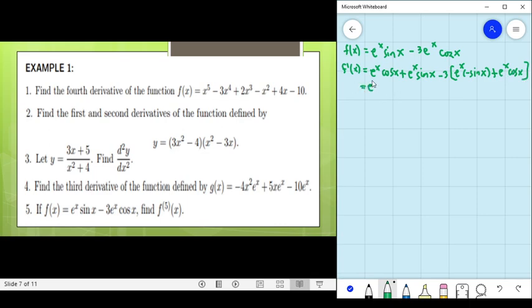Okay, so we have e to the x cosine x plus e to the x sine x. Then distribute, we have positive 3 e to the x sine x, then negative 3 e to the x cosine x equals. Combining, positive e to the x sine x plus 3 e to the x sine x, that would be 4 e to the x sine x, whereas e to the x cosine x and negative 3 e to the x cosine x, that would be negative 2 e to the x cosine x.